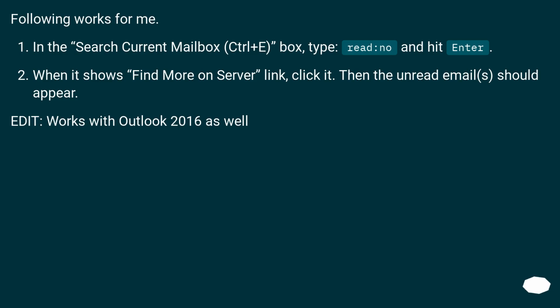Following works for me. In the search current mailbox box, Ctrl+E, type read column no, and hit enter. When it shows the find more on server link, click it. Then the unread emails should appear. Edit: works with Outlook 2016 as well.